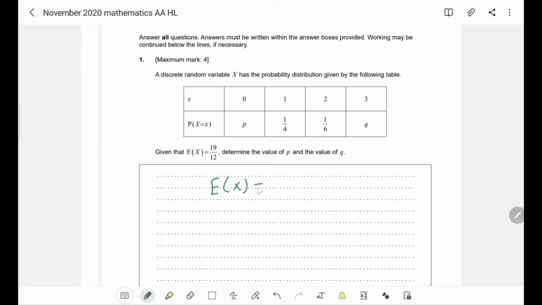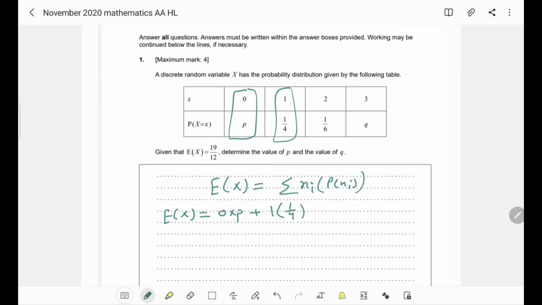So what is E of X? This is the expected value. The formula for this is the sum of x times P of x. So we need to multiply these columns. The answer will be E of X equals 0 multiplied by p plus 1 multiplied by 1 by 4 plus 2 times 1 by 6 plus 3 into q. This E of X is 19 by 12. So 0, 1 by 4, 1 by 3 and 3q.